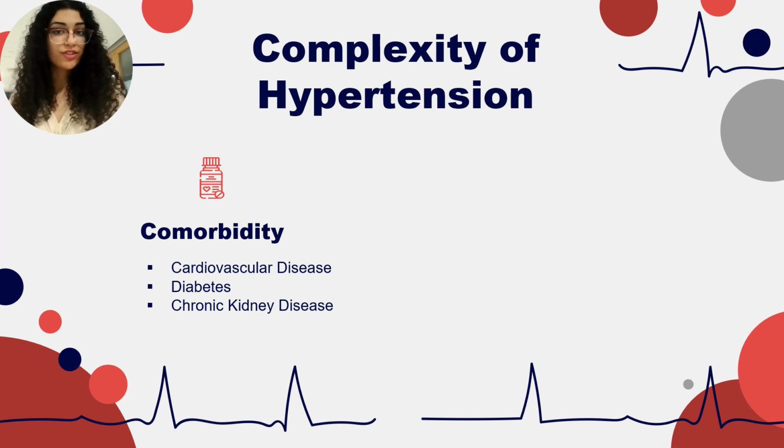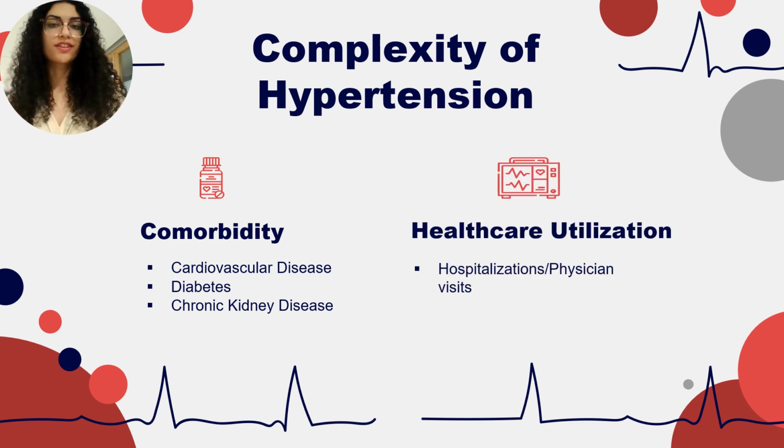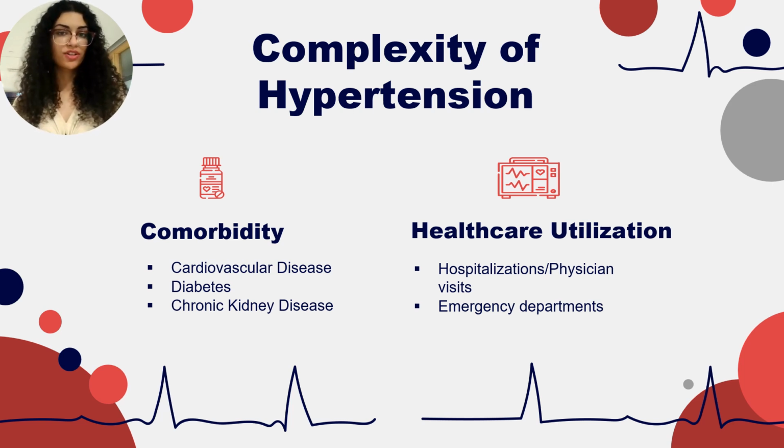Another major characteristic that makes hypertension complex is the healthcare utilization, as I briefly mentioned earlier. Some factors are the frequency of hospitalizations, visits to physicians, and emergency department visits. Hypertension was the most common reason for visiting a clinician in 2020, along with respiratory infection. 23.6% of emergency department visits were related to hypertension. So overall, hypertension is a complex chronic condition.